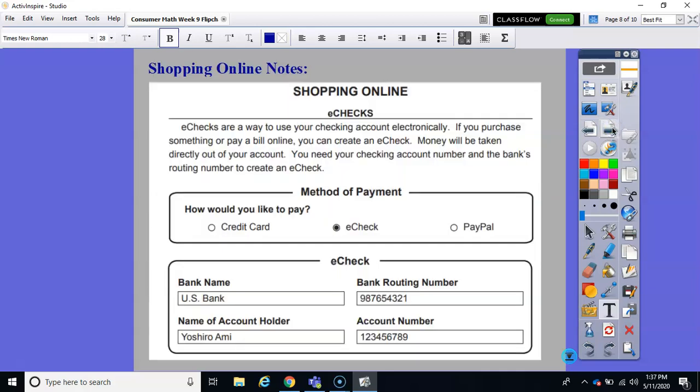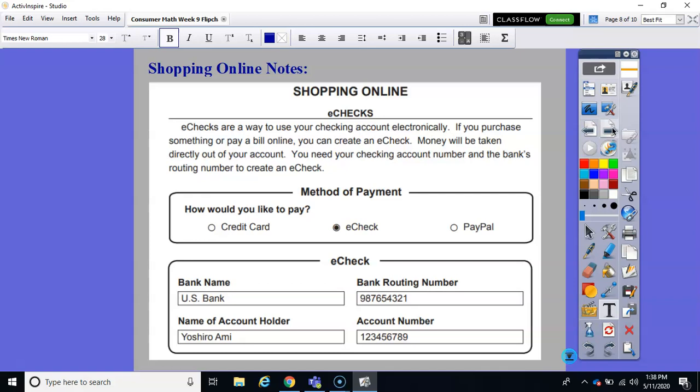And then online shopping. E-checks are a way to use your checking account electronically to make purchases online or to pay a bill online. So money can be taken directly out of your account. You just need your checking account number and the bank's routing number to create an e-check.